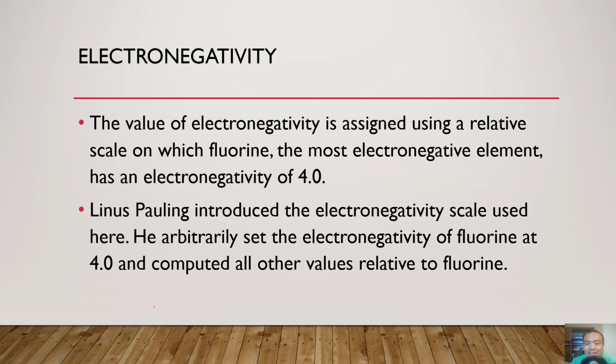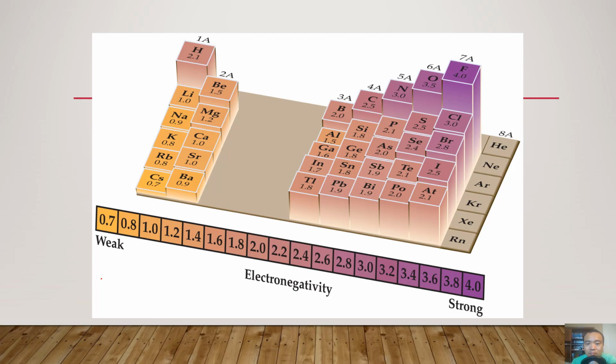The value of the electronegativity is assigned using the relative scale with which fluorine, the most electronegative element, has an electronegativity assigned to be 4.0. And Linus Pauling was the person who introduced the electronegativity scale used here in the next page. He arbitrarily set the electronegativity of fluorine at 4.0 and computed all other values relative to fluorine. As you can see in this periodic table, for main group elements only, fluorine has the largest electronegativity. This end has the largest electronegativity, top right corner, and left bottom corner has the smallest electronegativity.